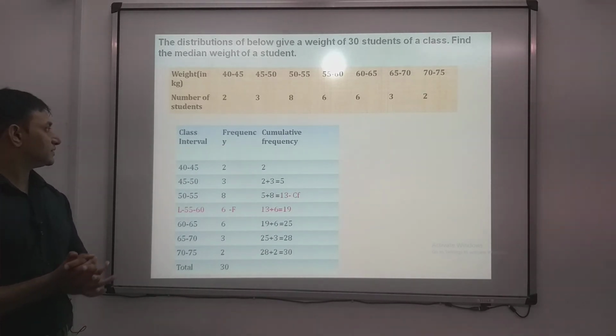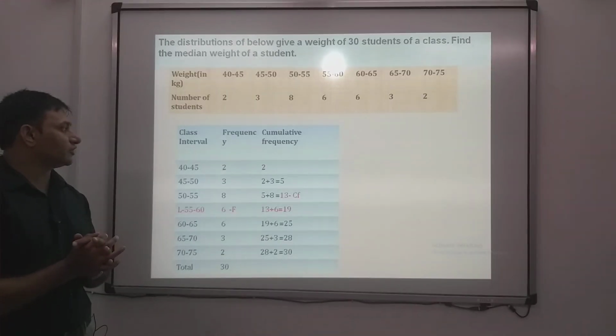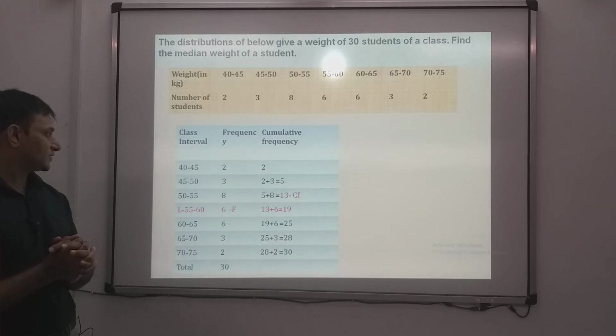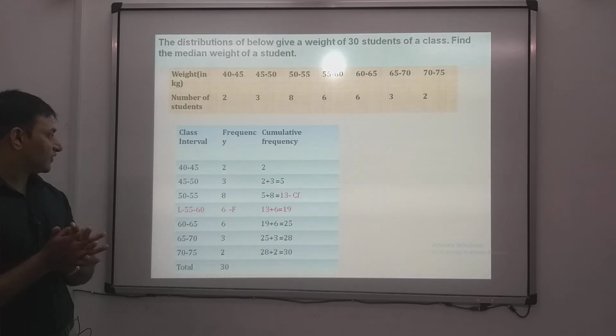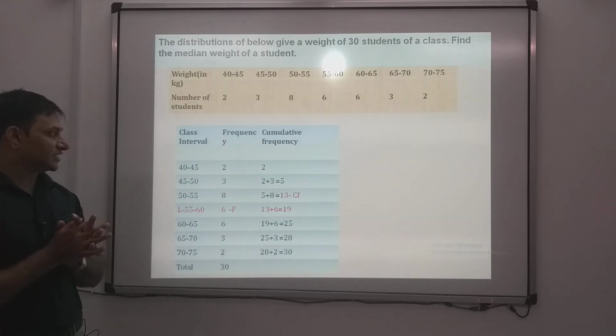Class interval has been given, frequency has been given, and cumulative frequency is 2, then 2 plus 3 is 5, for the less than type of the class, that is 45, 50, 55. You can see here in the table the cumulative frequency has been prepared.